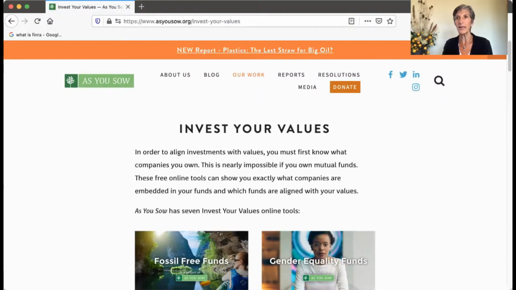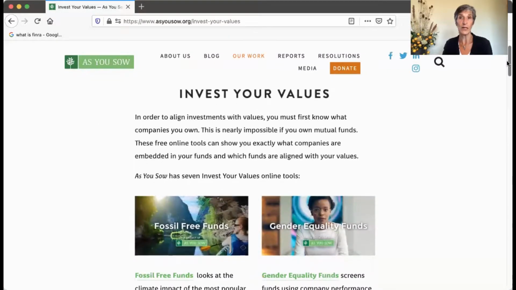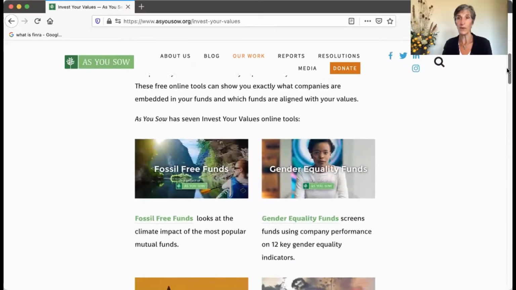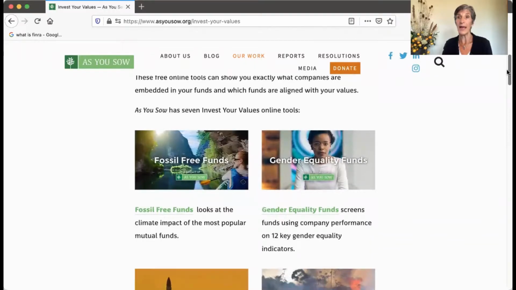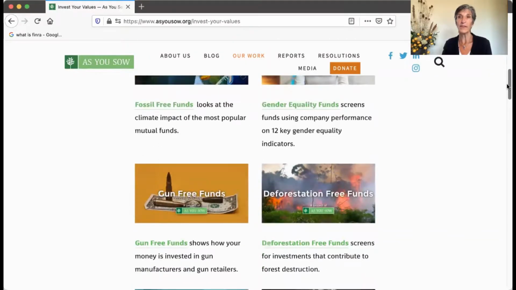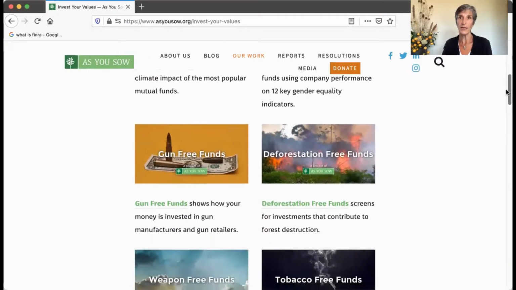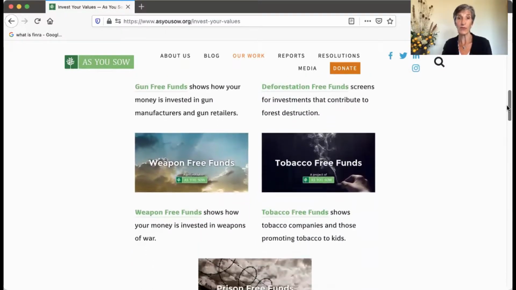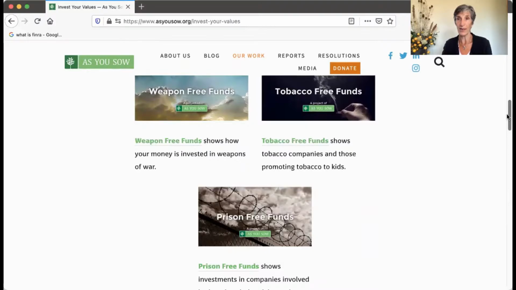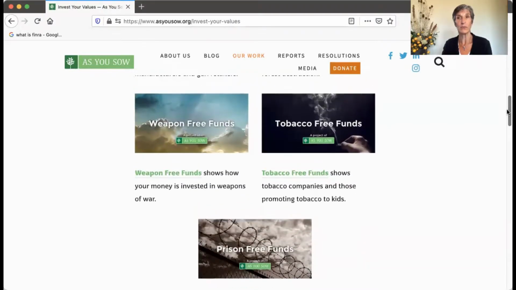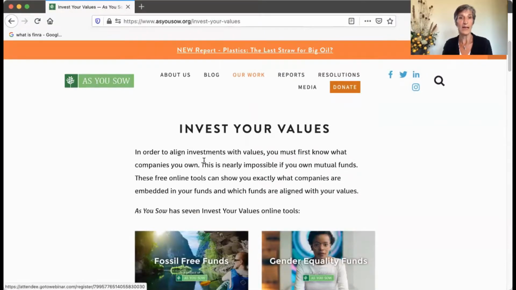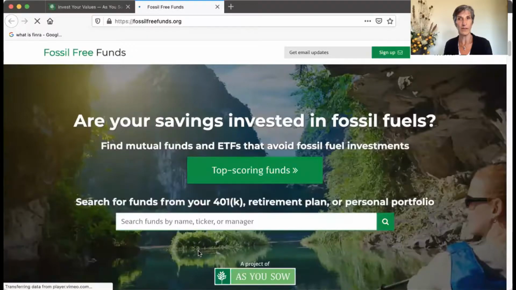And what you see here are the lenses through which this particular tool assesses your stock funds. I already mentioned fossil free and gender equality, but this also can look at gun free, deforestation free, weapon free, tobacco free, and prison free. So these are the 7 lenses through which As You Sow assesses its stock funds. We're going to go ahead and start by clicking on the fossil free funds.